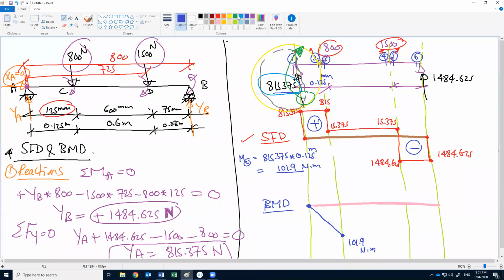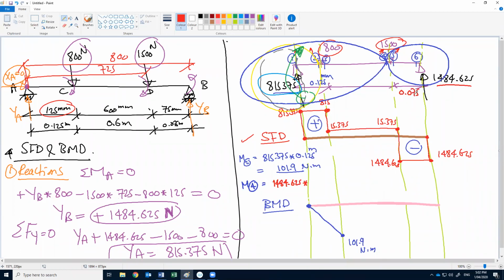Now M4. M4 we can calculate from here or calculate from here. What do you think is better for this one? From the right, because we have only one force. So if we calculate M4 from the right, what causes moment at 4? 1484.625 multiplied by the distance. What is it? 0.075. So this gives us the moment 111.3 Newton meter.